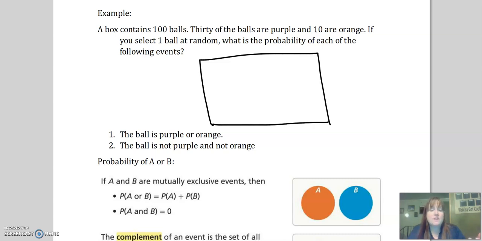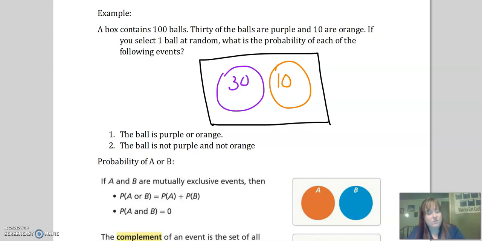So we're going to draw a Venn diagram. It's really easy to do these with mutually exclusive ones with Venn diagrams because they don't cross. So we have purple and we have orange, and we have 30 of these purples and we have 10 of the oranges. And so how many other balls do we have? Well, we have 100 balls in there total, right? And we've only accounted for 40 of them. So we have 60 balls that have to be another color, right?